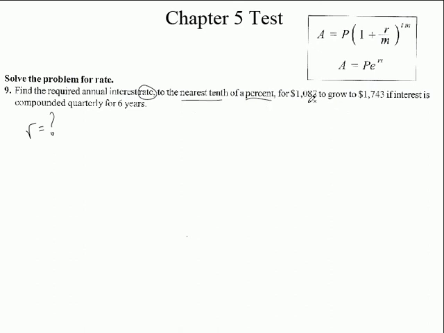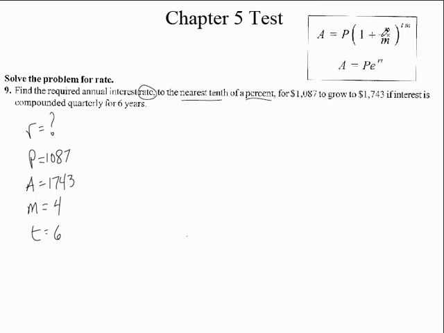Let's see what's going on. For this much money, $1,087 to grow to $1,743. And so this is what we start with, this is what we end with. So this is our principal, this is our amount. So let's write that down. Principal equals 1087. The amount is what it grows to, the future value, which is 1743. Alright, if the interest rate is compounded quarterly for 6 years. Compounded quarterly, we talked about that earlier, that's a 4 for 6 years. Time is 6.